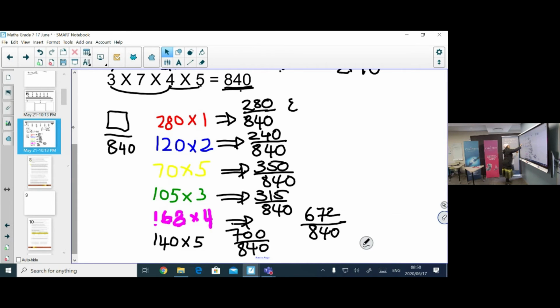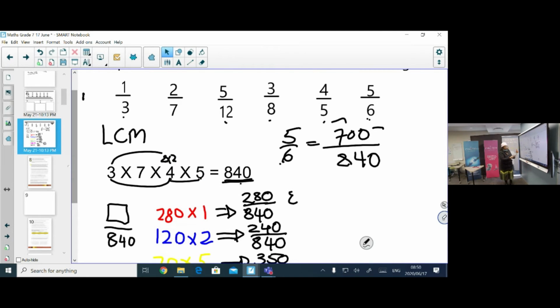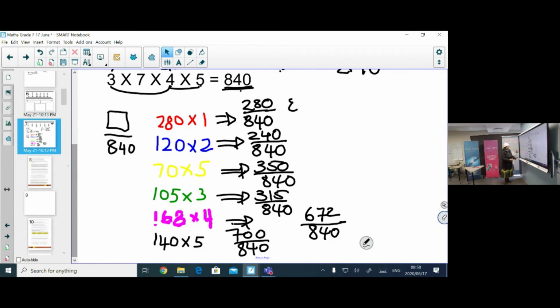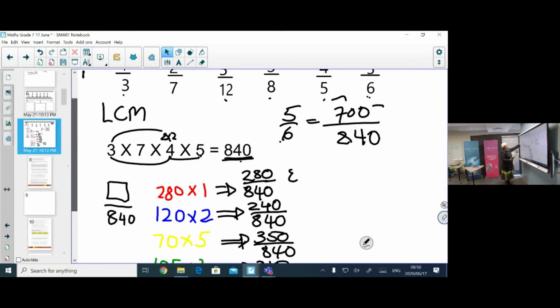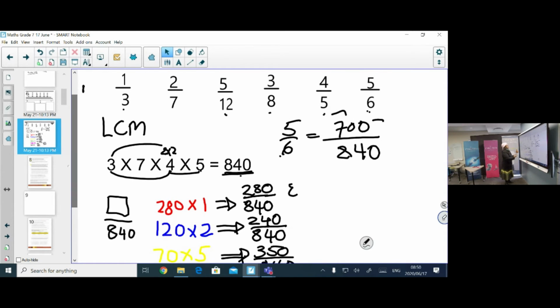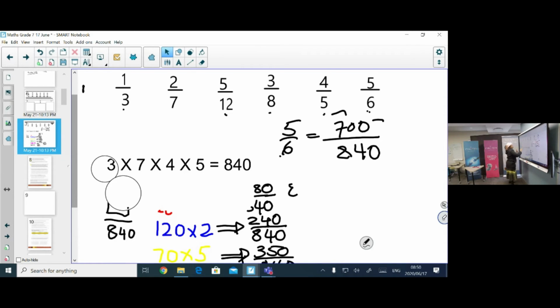No, the last one, I think I've made a mistake. It's 840 divided by 6, 140. 140 times 5, 700, okay? I was double checking. 140 times 5, yes, correct. So now if you can look, we now have similar fractions divided by the same number. So let's see. Let's rewrite them below here.